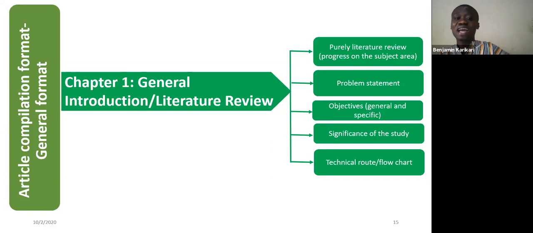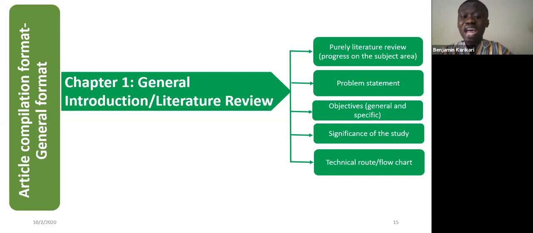So what is the first chapter in this compilation format? The first chapter, some schools may call it general introduction. Some schools may call it literature review. So this literature review is purely literature review. But within the literature review, you should come up with the problem statement, objectives, that's the general and the specific, the significance of the study. And then you also need to give a technical route or the flow chart.